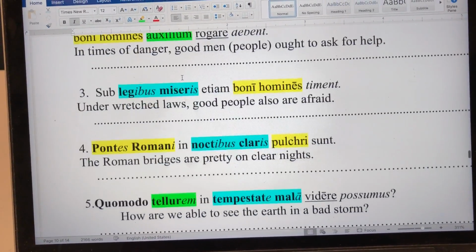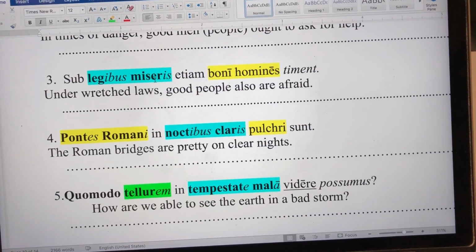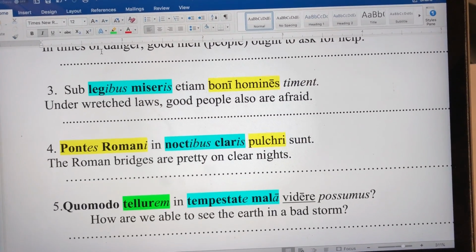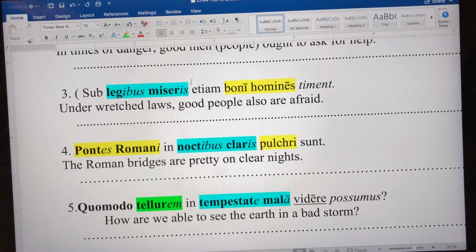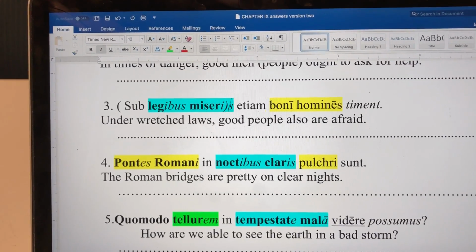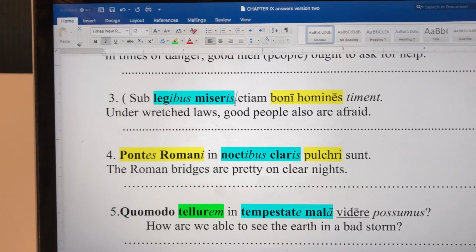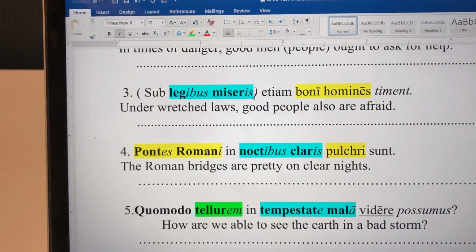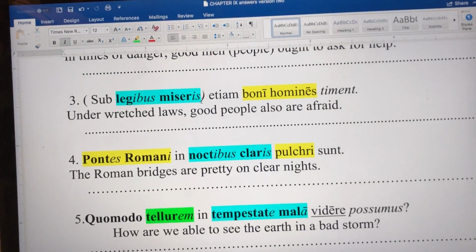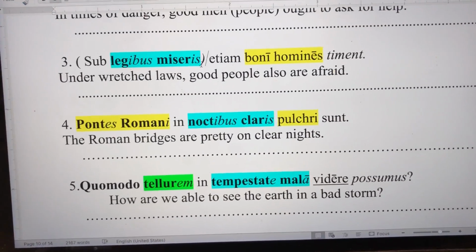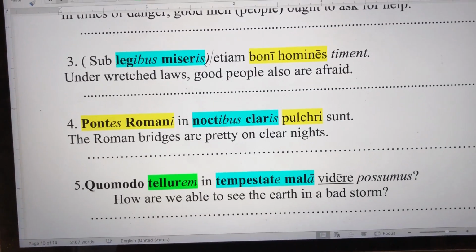Direct object accusative. Sub legibus miseris etiam boni homines timent. And so here you have another prepositional phrase. Sub legibus miseris, under wretched laws, miserable laws. Etiam goes with your verb because it's an adverb. Boni homines, again, here's our good people or good men are also afraid, or even good people are afraid. Also, good people are afraid. Either one would work there.